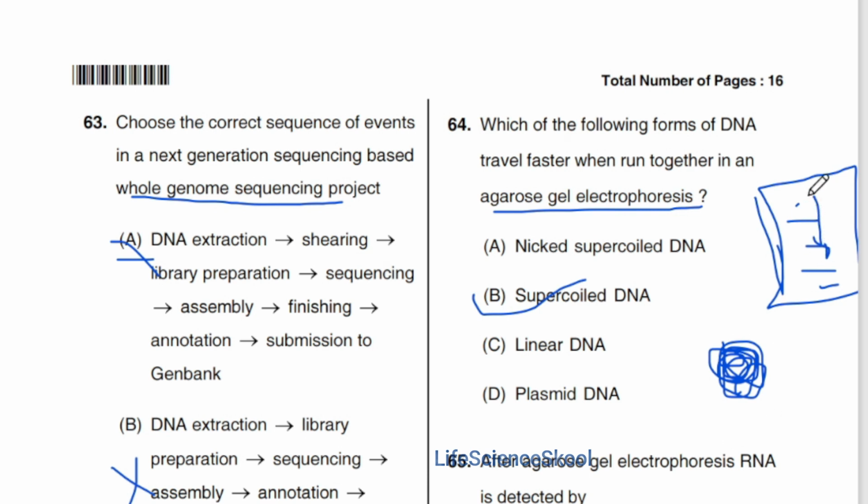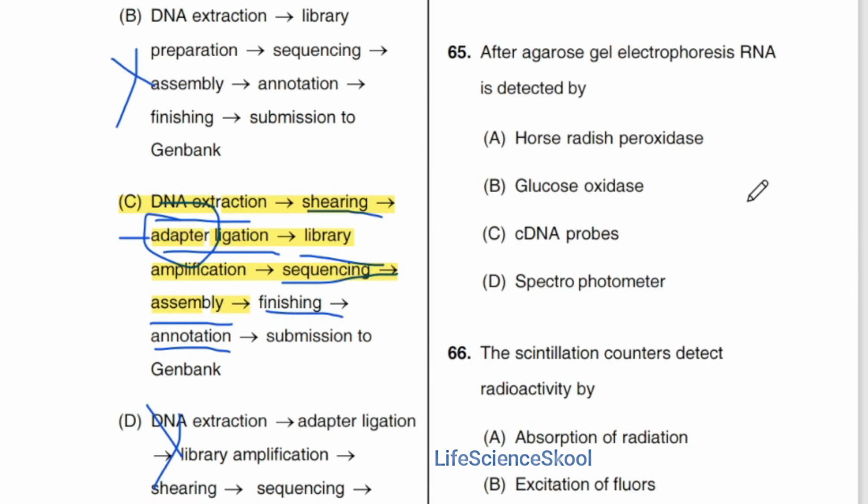They are going to travel faster when it is highly compacted. Supercoiled means compact sized. That's why this supercoiled DNA is going to move faster, not the linear DNA. If it is linear like this, it is difficult to move. And the nicked supercoiled, nicked means there is a gap or there is damage in the supercoiled DNA. So if that is the case, it is unable to move faster. Correct answer is option B. Moving on to the next question.